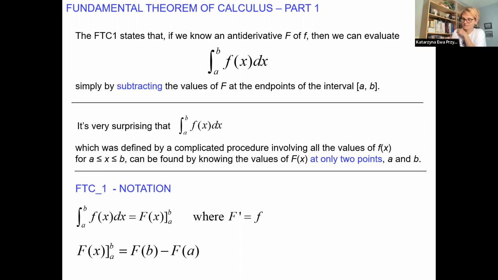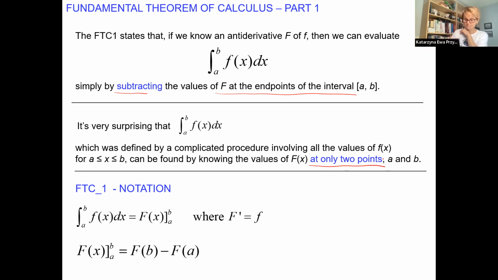Yes, I just said this. We just have to subtract the values of the antiderivative at the endpoints, and that will be the area under the curve, or actually that will be the definite integral. We only need 2 points. We don't need all of these infinitely many points.